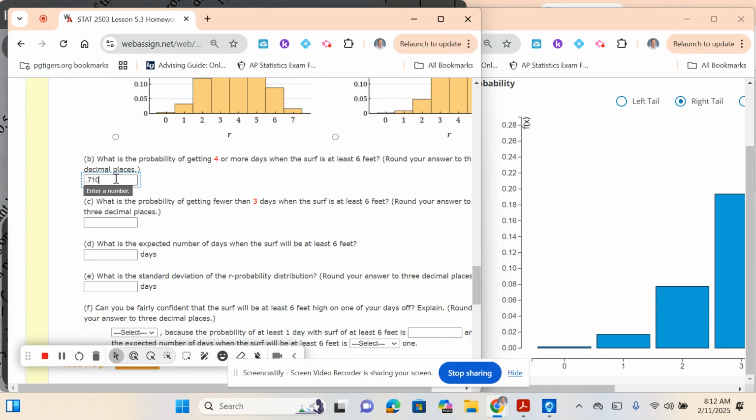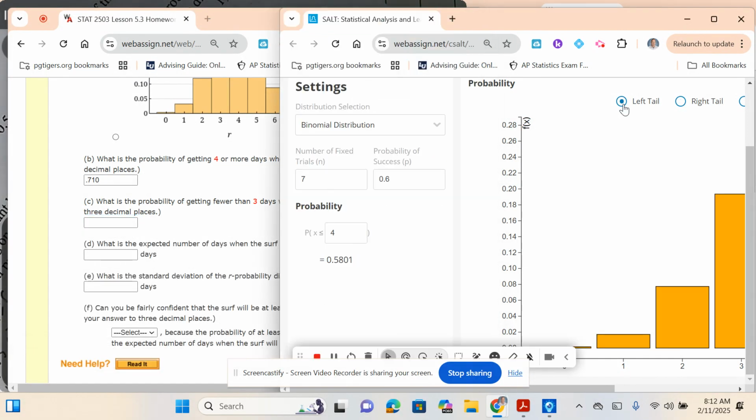Okay. Now be careful on this next one. What's the probability of getting fewer than 3 days? So fewer than 3, is that equal to 3, below 3, or above 3? Fewer than 3 is below 3. So when you're below, you're talking about left tail, right tail, or equal? Left tail, because if you're going left on the number line, you're going below.